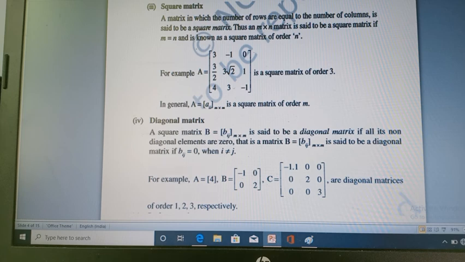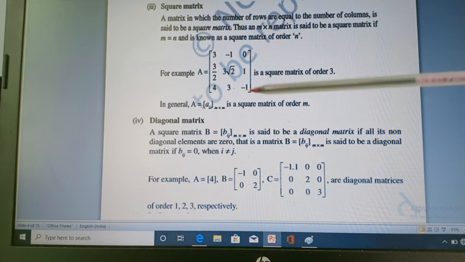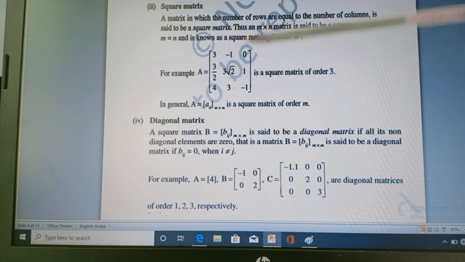Now the square matrix. It is a type of matrix where the number of rows and the number of columns are equal. See, in this matrix the number of rows is 1, 2, 3 and the number of columns is 1, 2, 3. So this type of matrix is called a square matrix of order 3. Its order is actually 3 by 3.